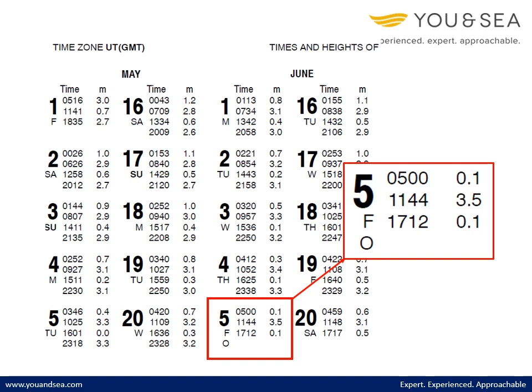The first thing we need to do is find the tide tables for the correct port. Once we have the tide tables, we go in, find the month and the day. And you can see in red, we've extracted the tidal information for the 5th of June. And that gives us a low water at 0500, a high water at 11:44, and a low water at 17:12. And this information is in local time, UT.